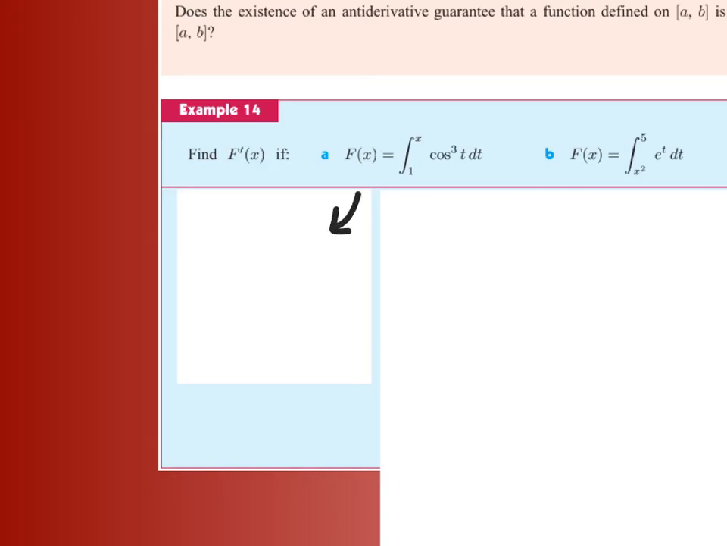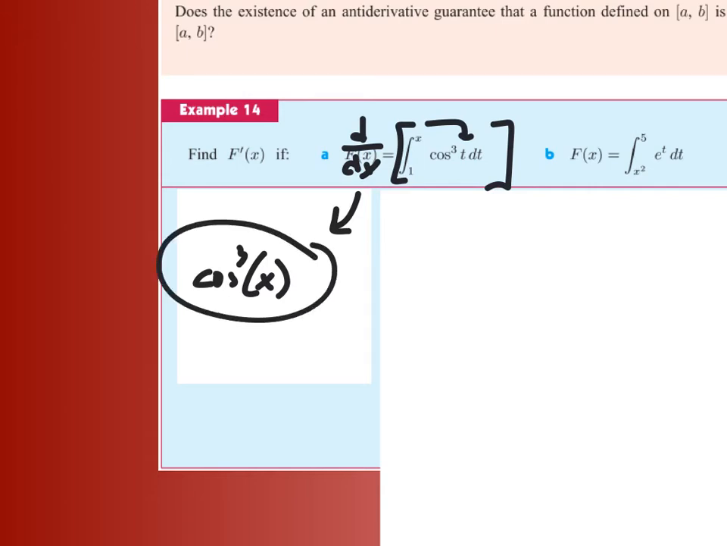Okay, part A, if I'm taking the derivative of this thing, remember what we just said, we're going to plug in that variable right here. So I get cosine cubed of x times its derivative, which of course is 1. We would be done. There is f prime of x.